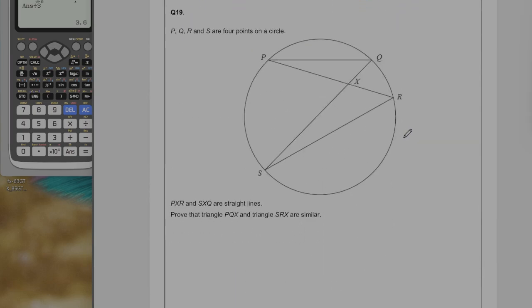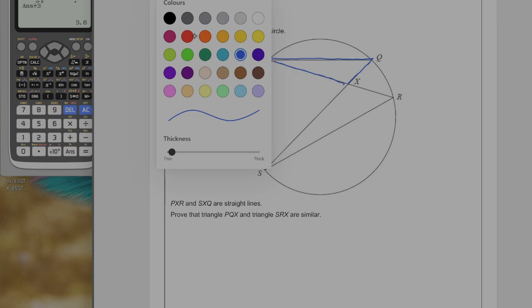Right, question 19. PQRS are 4 points on a circle. PXR and SXQ are straight lines. Prove that the triangles are similar. Right, okay. So we want to prove that this triangle is similar to this triangle.